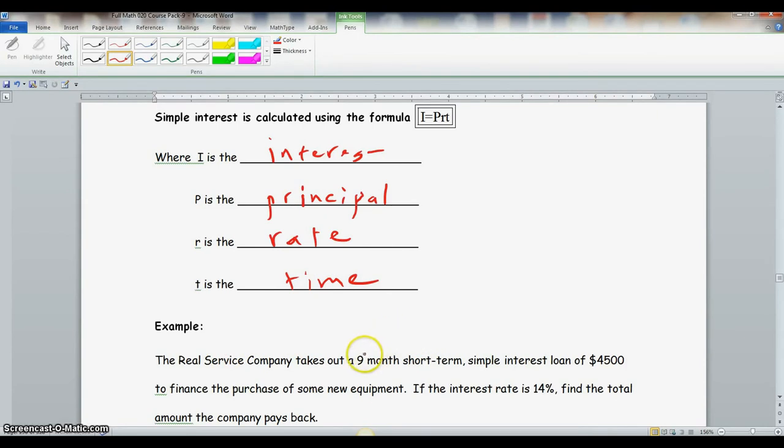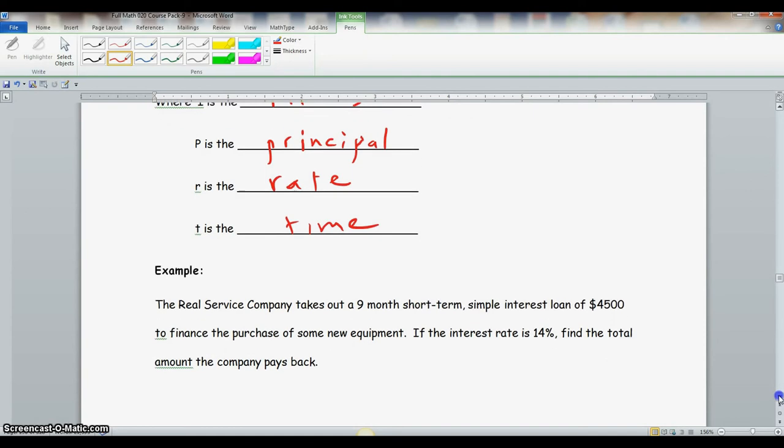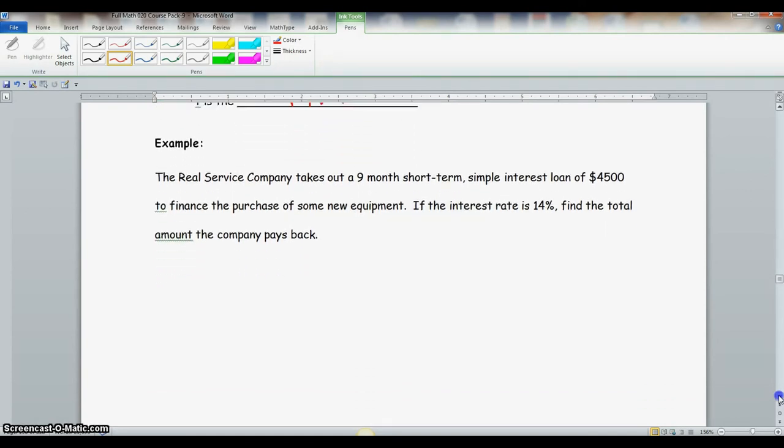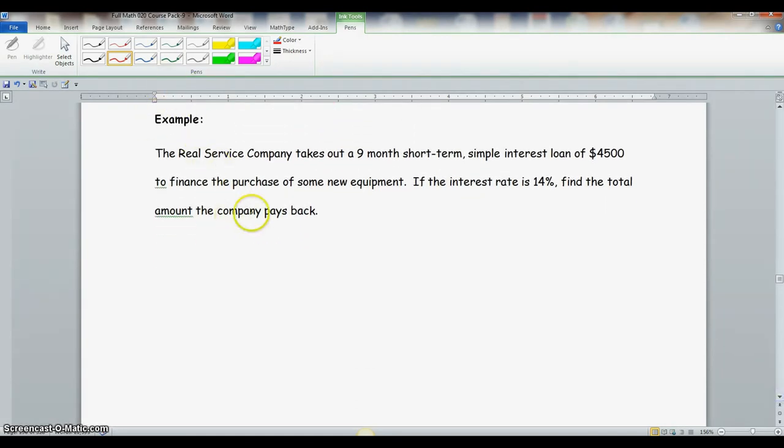So if you see a problem that gives you years, you will write down the number as is. But if it gives you months, that would be divided by 12. If it gives you weeks, it will be divided by 52. And if it gives you days, it will be divided by 365. So here, a real service company takes out a 9-month short-term simple interest loan of $4,500 to finance the purchase of some new equipment. The interest rate is 14%. Find the total amount the company pays back.